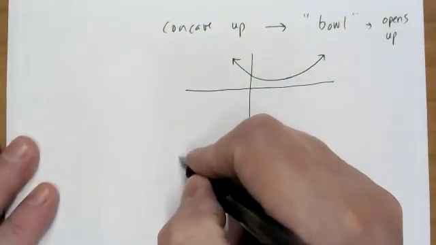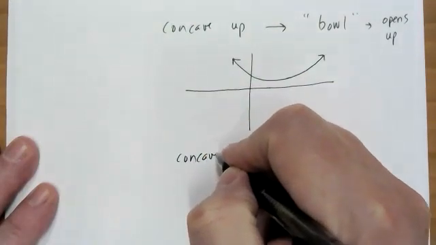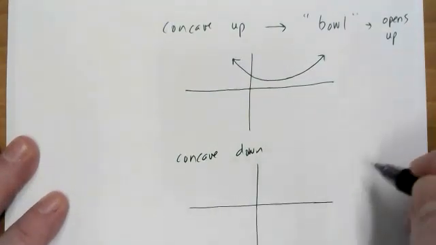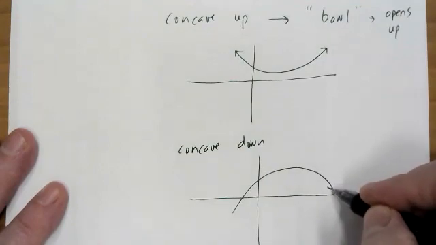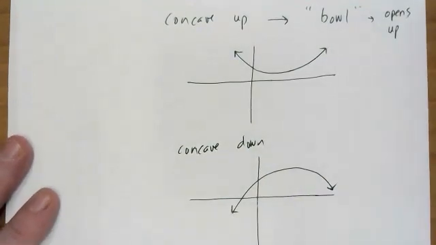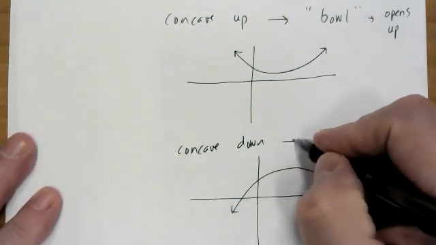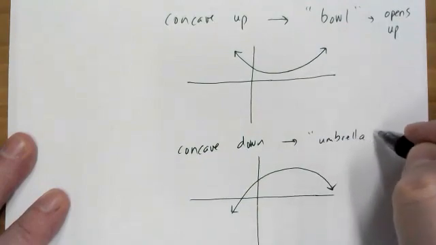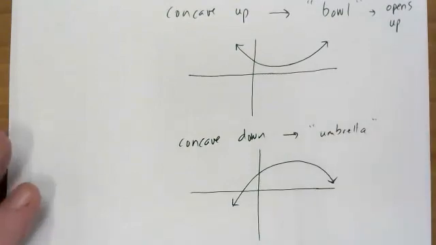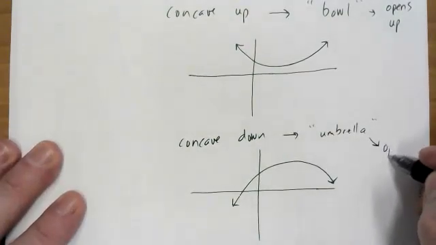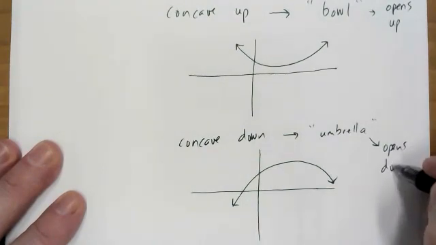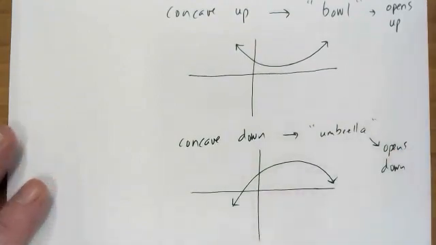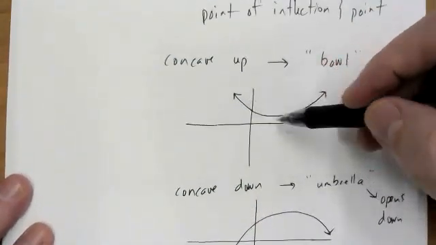Now you compare it to concave down. It's like this, concave down. I usually say it's like you have an umbrella. Some people like to think that it opens down. So the curvature is sort of down. The ends of the graph are going down. Here, the ends of the graph are going up.